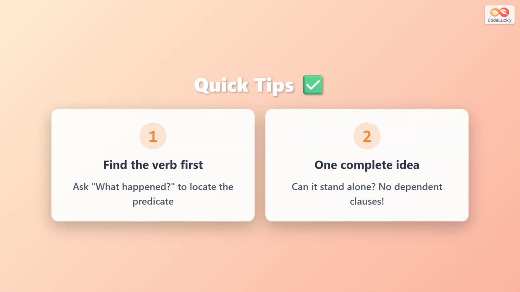Tip 1. Find the verb first by asking what happened to locate the predicate. Tip 2. Check for one complete idea that can stand alone with no dependent clauses. These tips help identify simple sentences quickly.